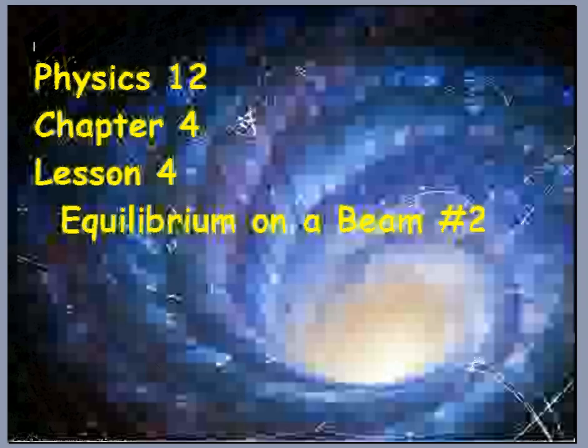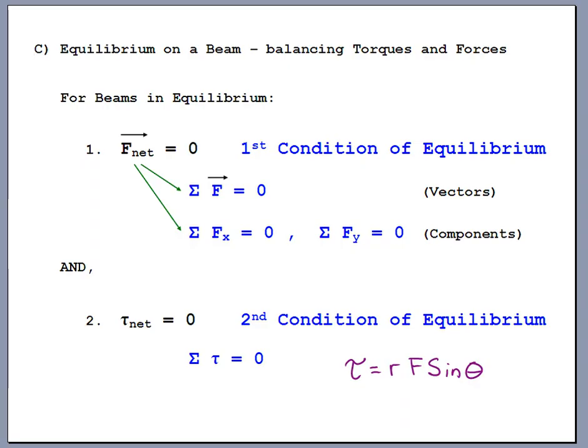This video is the fourth and final video for Chapter 4 for the unit on equilibrium for Physics 12. It's our second day looking at equilibrium on a beam, where we're going to use two conditions for equilibrium. The only difference today is when we go to take a look at calculating torques. Down there in purple I have that torque calculation: the R, the lever arm, the F, and then the sine of the angle.